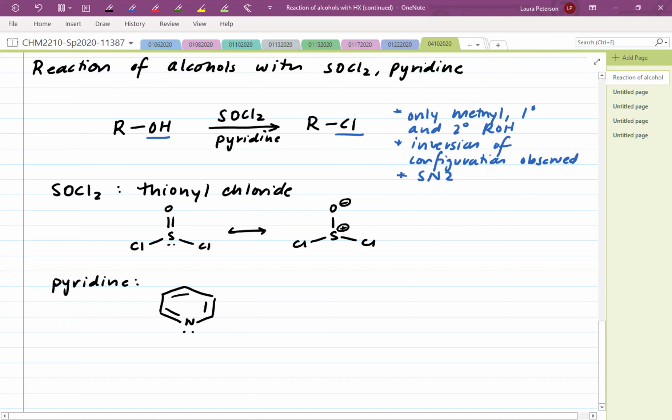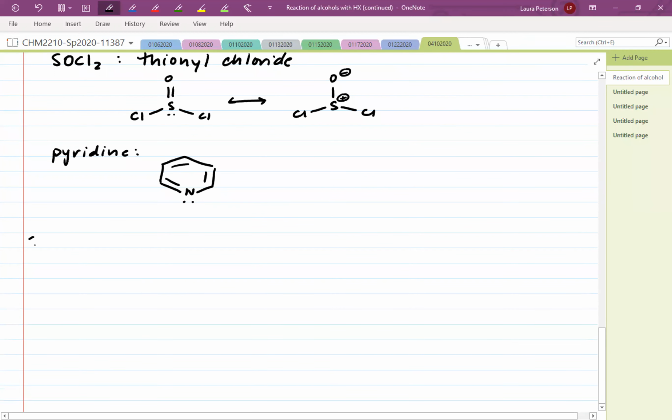So the things we need to keep in mind when we're predicting the products is that we can only run this reaction on methyl, primary and secondary alcohols. It follows an SN2 mechanism, so the same preferences for SN2 hold true here. And so we just need to look at a couple of examples. All right, so our first example, let's look at a primary alcohol. Okay, so if you had a primary alcohol, this is a time where you could use either HCl or you could use SOCl2 and pyridine to perform the reaction.